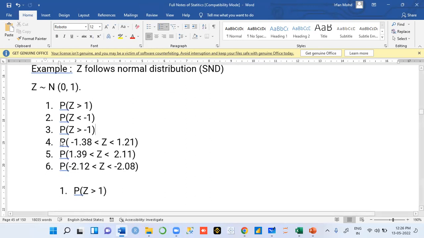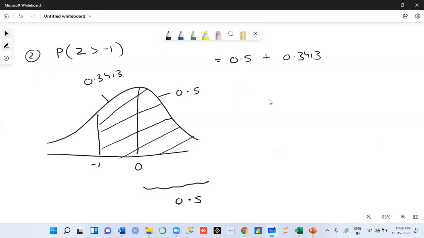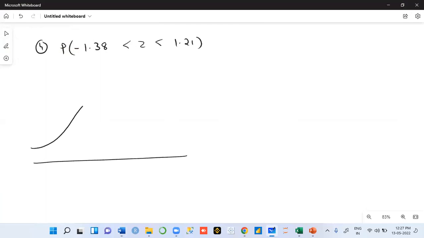Done, Anisha? I'm taking the third question, guys. Yes, sir. Okay. What is the question number 3? Sorry, question number 4 now. P of 1.38, then 1.21. So Kiran, help me how to make a graph.